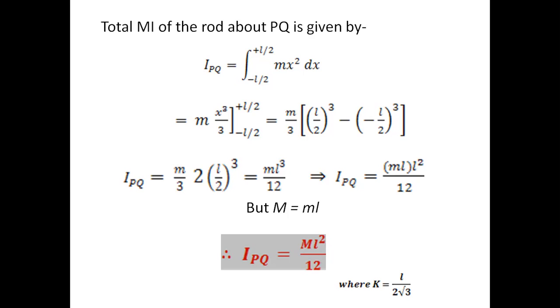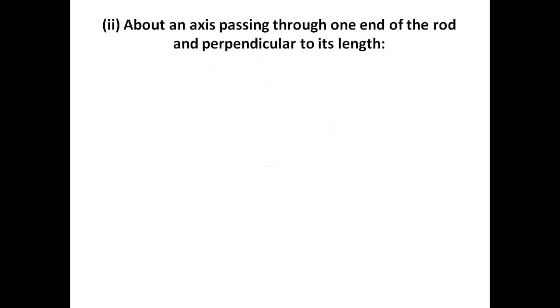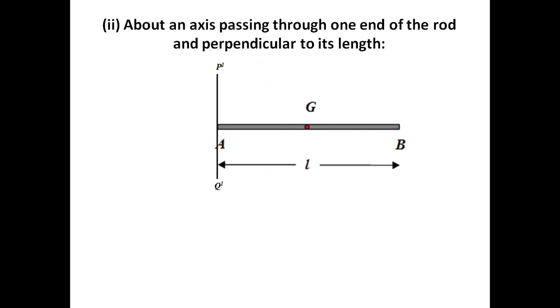Now let us consider another axis. We have to calculate the moment of inertia of the same rod about an axis passing through one end of the rod and perpendicular to its length. So now consider a rod AB, the same rod having the same length and a uniform cross section. Now the axis chosen is P dash Q dash, which passes through one end of the rod and is perpendicular to the length of the rod. Again here G is the center of gravity of the rod.